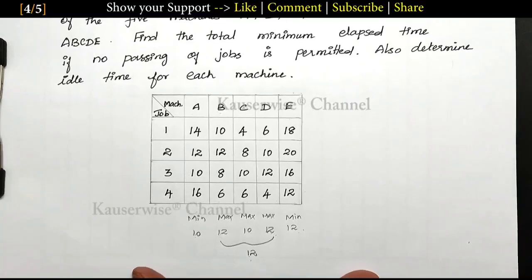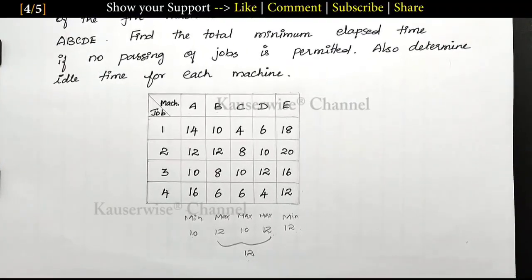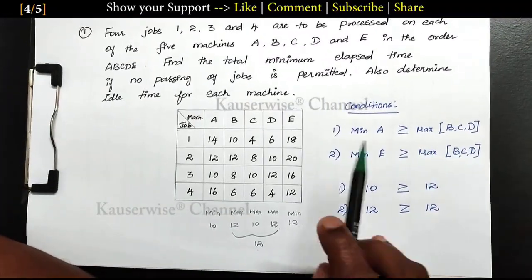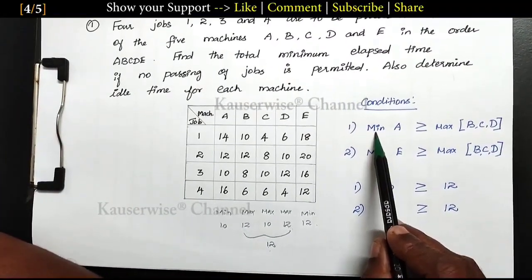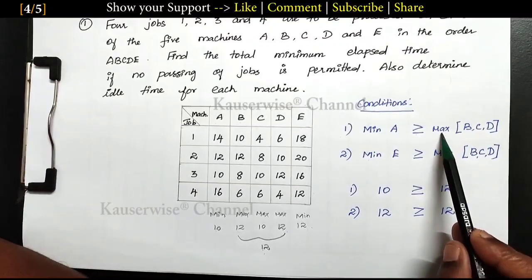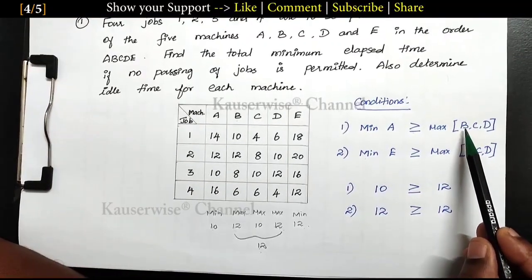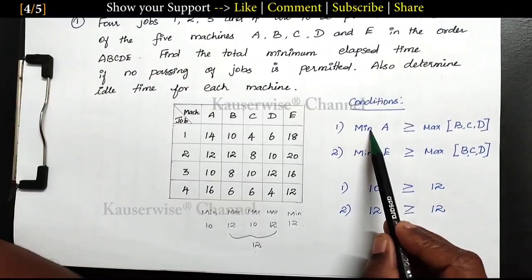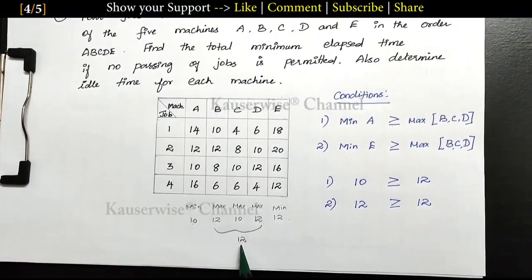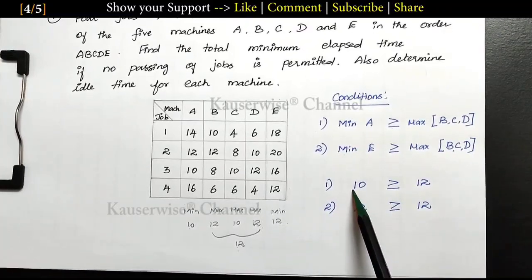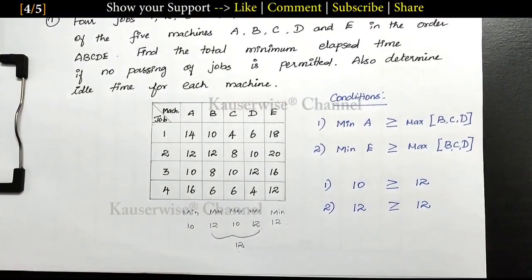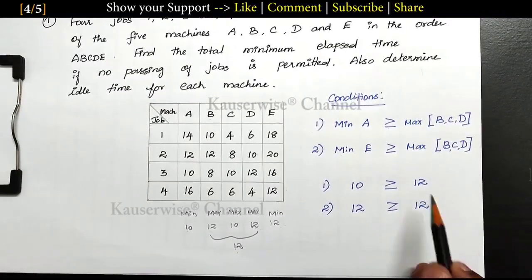Okay, after finding this, we need to check the condition. Here we have 2 conditions. Now let's see the conditions. The first condition is minimum duration of first machine should be greater than or equal to maximum of maximum duration of B, C, D. Okay, so here we have minimum duration 10. Maximum of maximum duration is 12. Okay, just see the condition. 10 should be greater than or equal to 12. No, the first condition is not satisfied because 10 is less than 12.